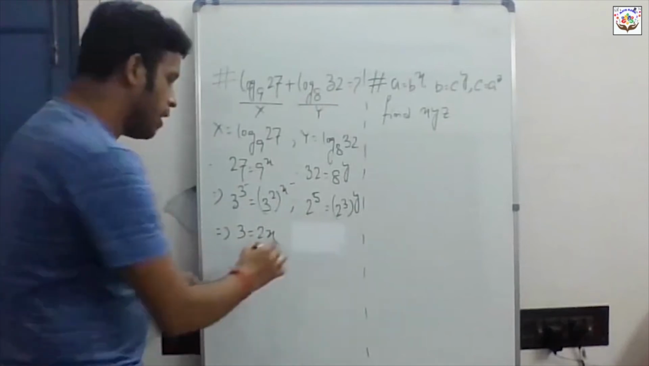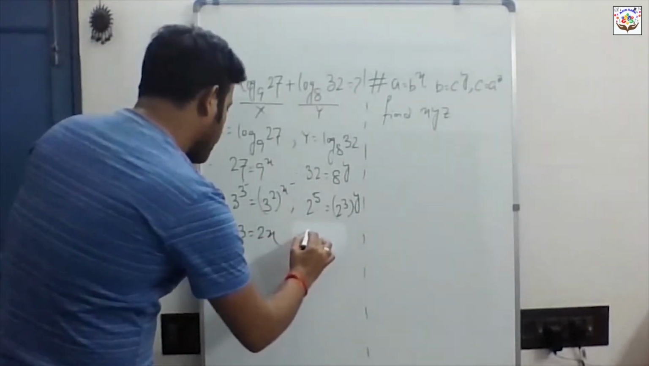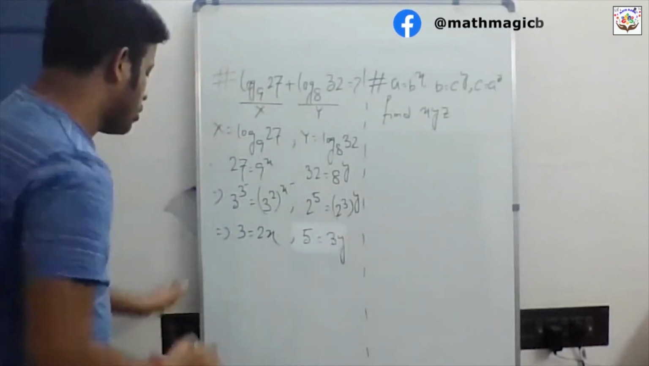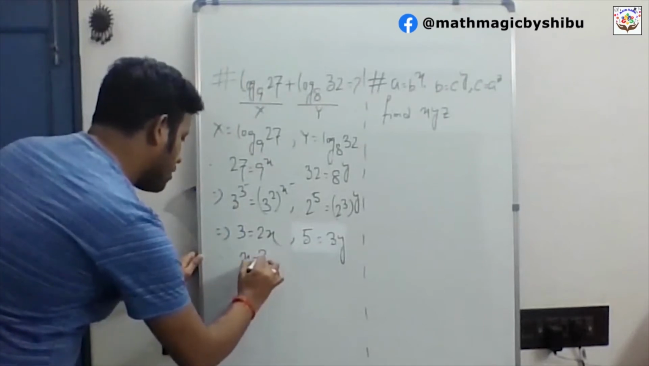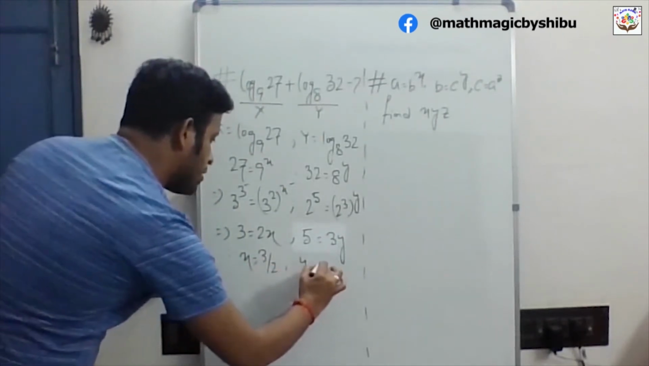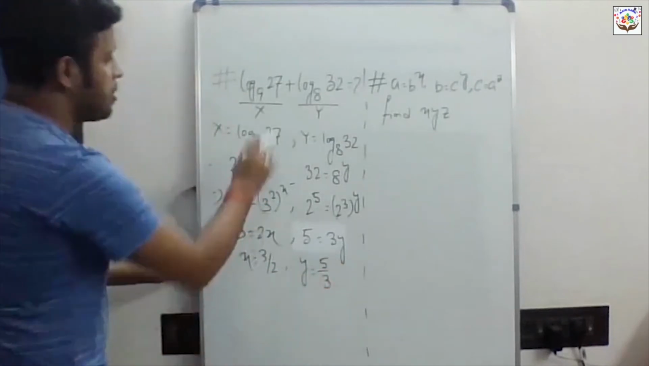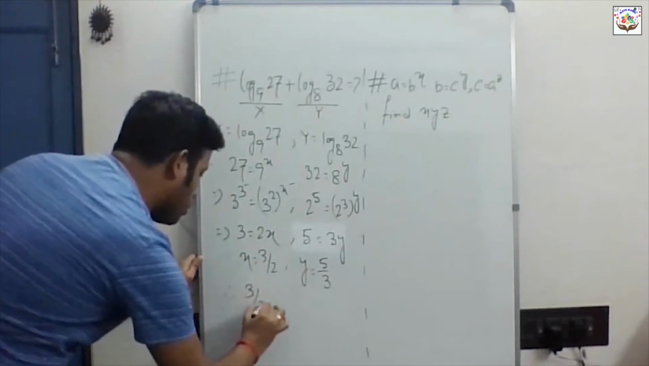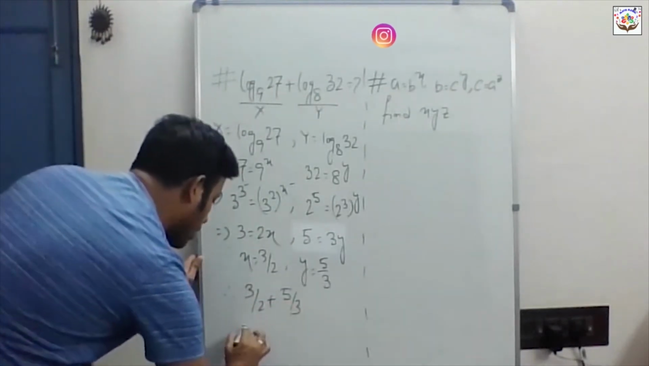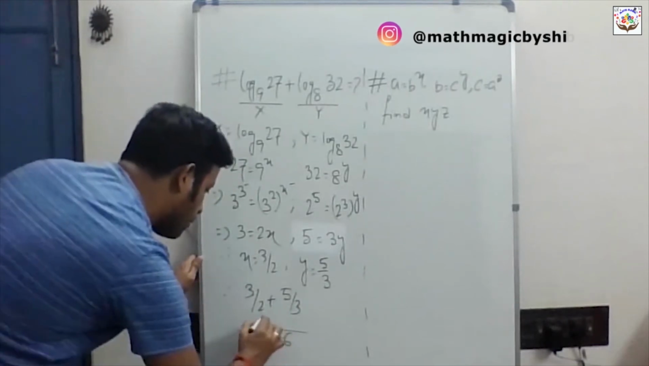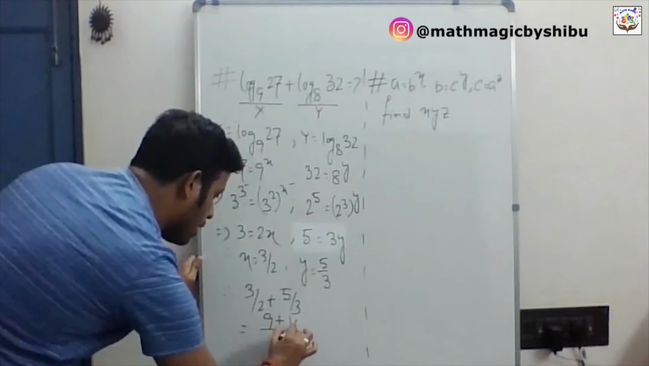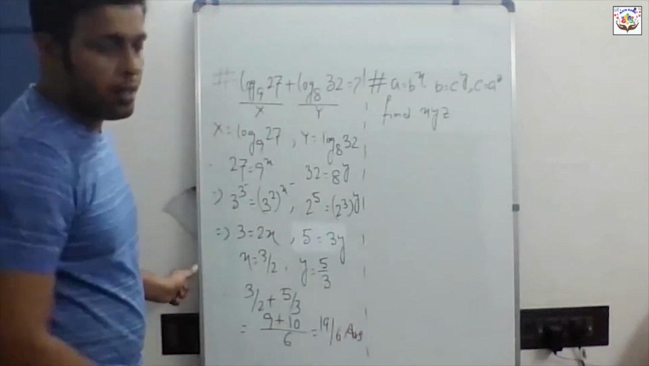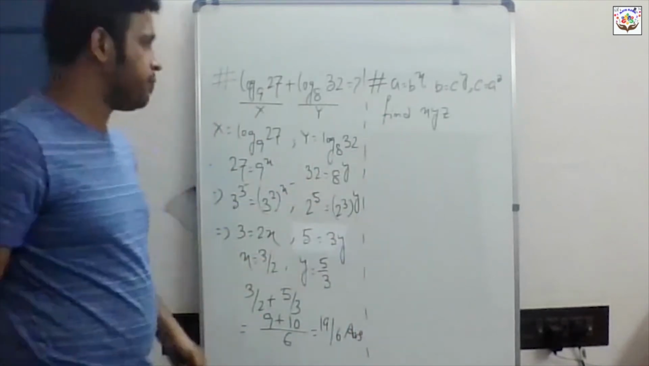3 equals to 2x, and from here we can write 5 equals to 3y. So x is 3 by 2 and y is 5 by 3. Just add those, like your answer is 3 by 2 plus 5 by 3 equals to, 6 as LCM, 9 plus 10 equals to 19 by 6 is your answer. Okay. Now let's solve this one.